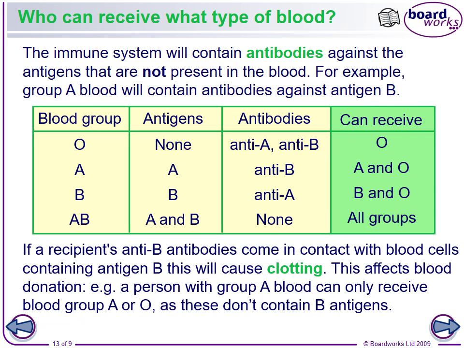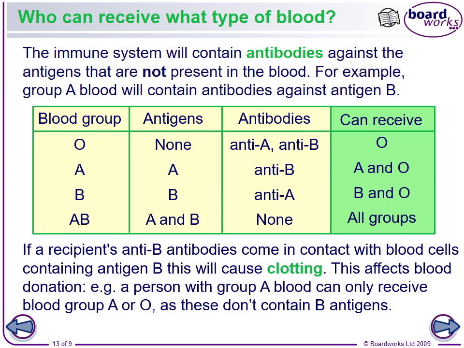So here we go. Blood group O can receive O. Blood group A can receive A and O because A doesn't have any antigens to trigger a reaction. Blood group B can receive B and O because O has no antigens to trigger a reaction. AB blood can take all groups.